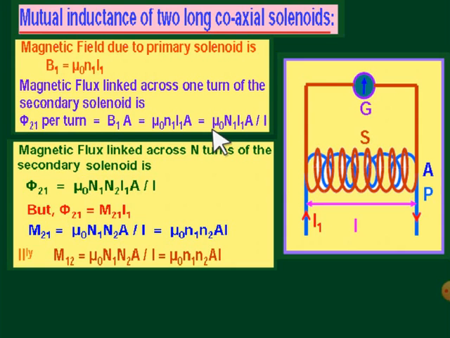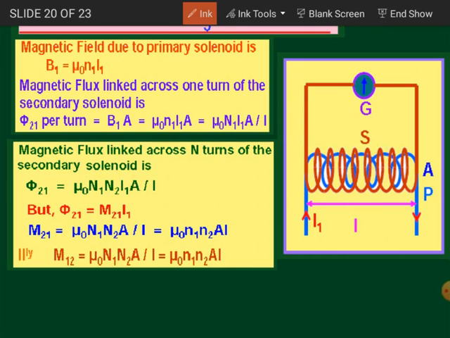This is for a single turn. If capital N2 is the total number of turns in the secondary coil, and N1 is the total number of turns in the primary coil, then you need to multiply by N2 here. Why? Because this is only the magnetic flux linked with one turn of the secondary coil, and if you want to find the total magnetic flux linked with the secondary coil due to the current I1 flowing in the primary coil, you need to multiply by the number of turns in the secondary coil, because the secondary coil is going to feel that magnetic flux. So you simply multiply by N2 and you will get phi 21.